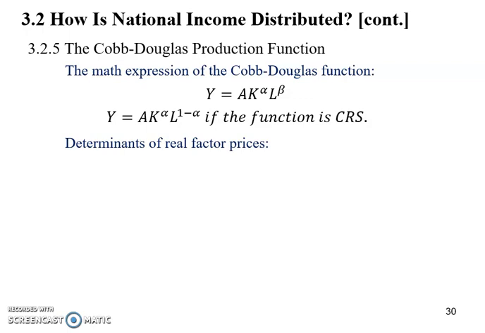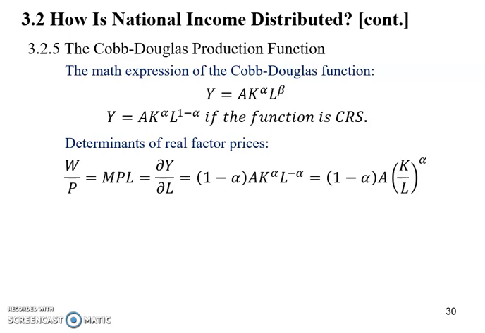Now let's talk about how the real factor prices are determined. With the CD function in front of us, we can derive the mathematical expression for the real wage and the real rental price. Here, we discussed previously that real wage equals the marginal product of labor, right?